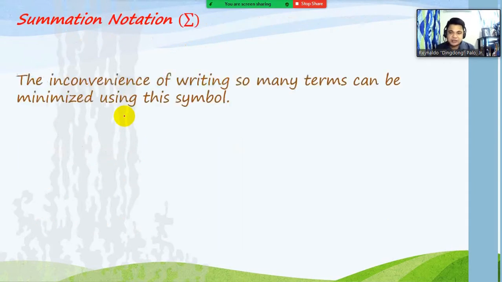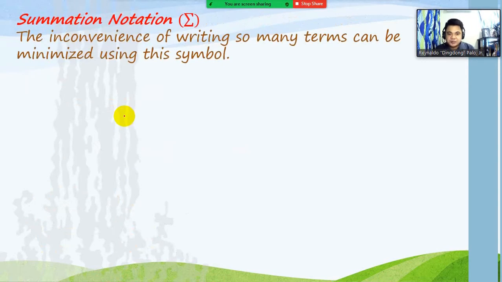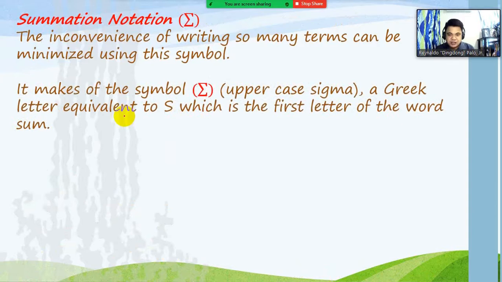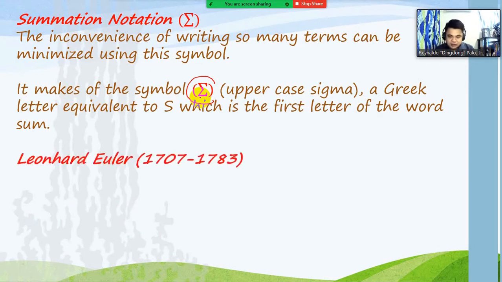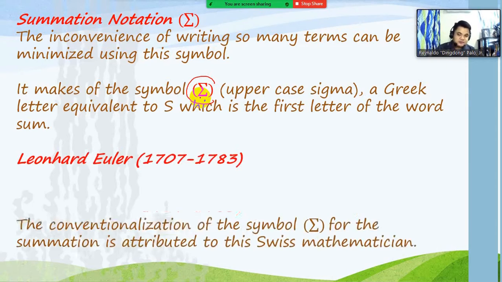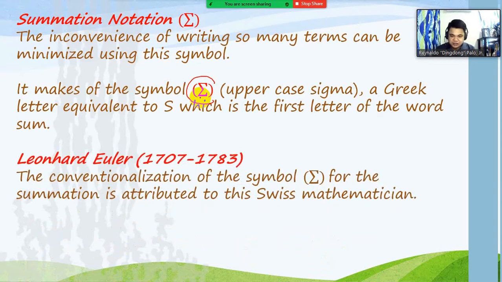How about summation notation? So the inconvenience of writing so many terms can be minimized using this symbol. It makes up the symbol uppercase sigma, just like what you are seeing on the screen or on the slide. A Greek letter equivalent to S, which is of course the first letter of the word sum. That's why this is being used to indicate that we are talking about the sum of the terms. So this was developed by Euler, a Swiss mathematician.